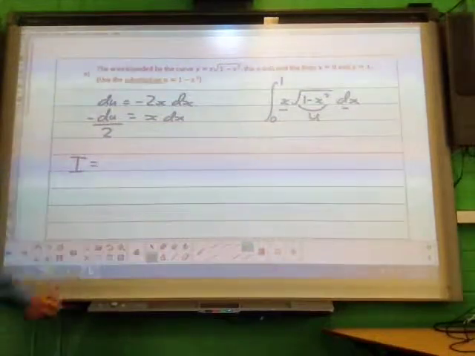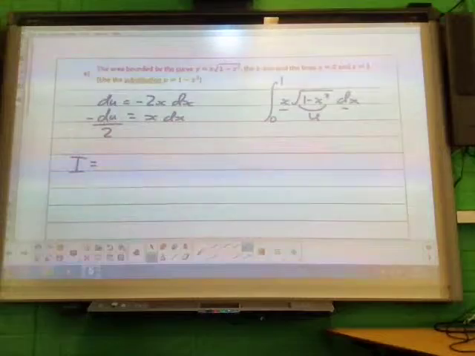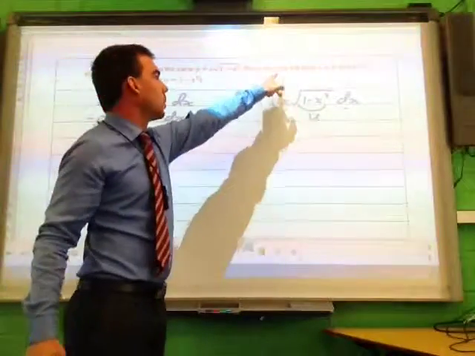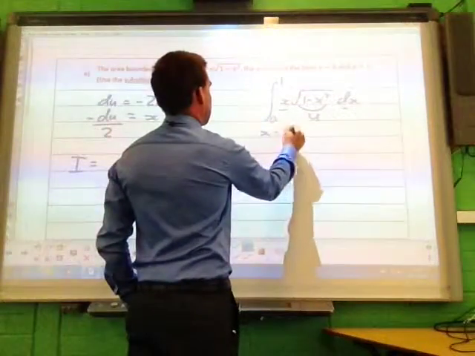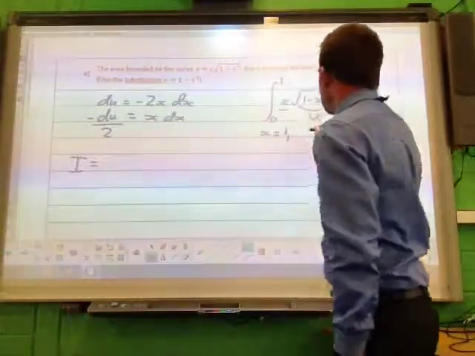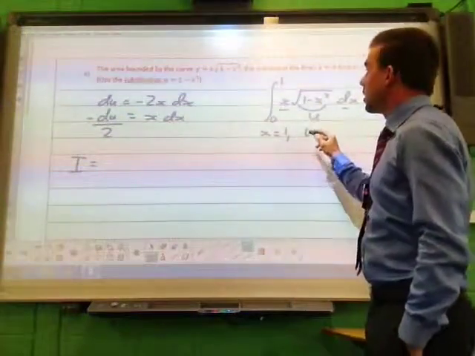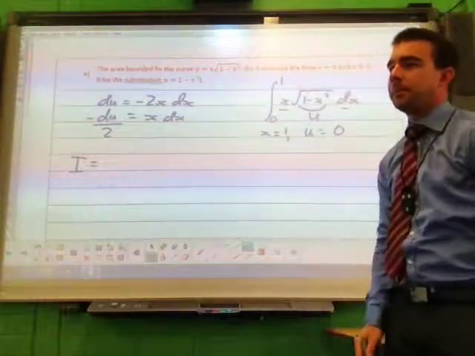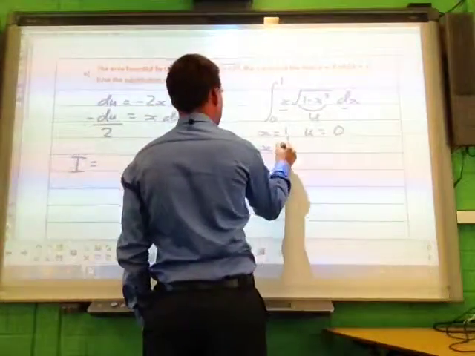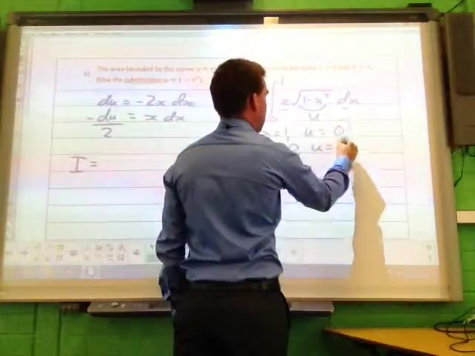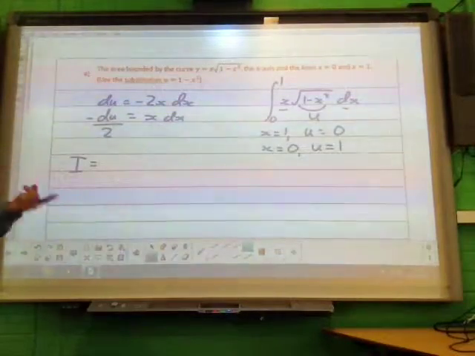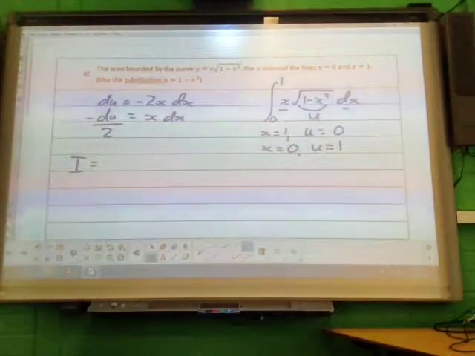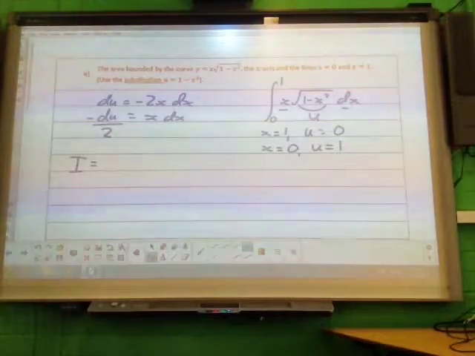Okay, one more thing we need to do: because we're changing the variables from x to u, we also need to change the endpoints of integration. So when x is 1, putting it straight into the substitution, u is going to be 1 take away 1 squared, so 1 take away 1, which is 0. And when x is 0, u is going to be 1. Notice that the endpoints have swapped. We don't swap them back, we leave it as it is, but what we're going to do is take the absolute value because we're calculating the area.